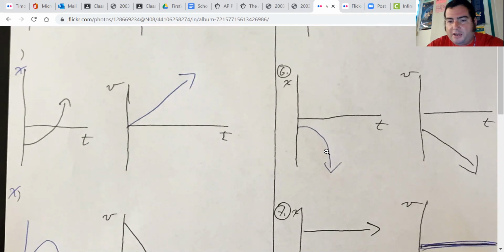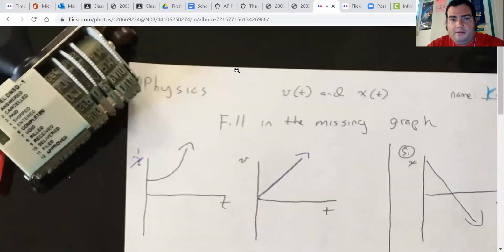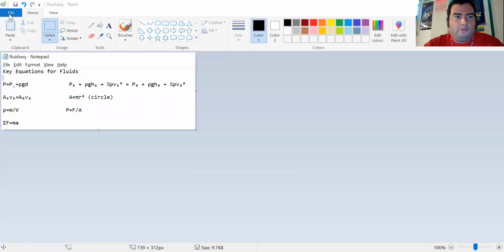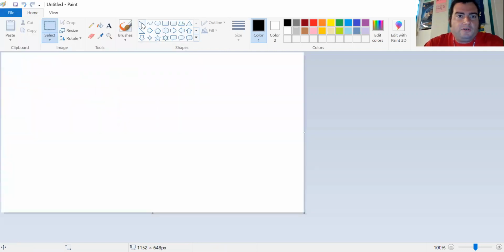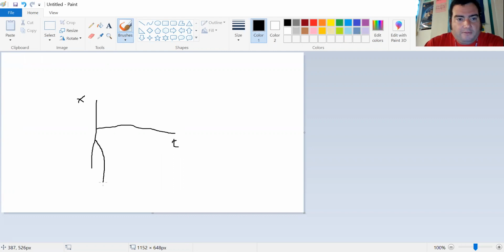So I should sketch that out for you guys. Give me a second to do that. So sorry, this is something for another class. So the actual answer to number 6 should have been something like this. So x t, it should have been initially with a negative slope and getting more and more and more negative. But of course not curving back. So something like that.